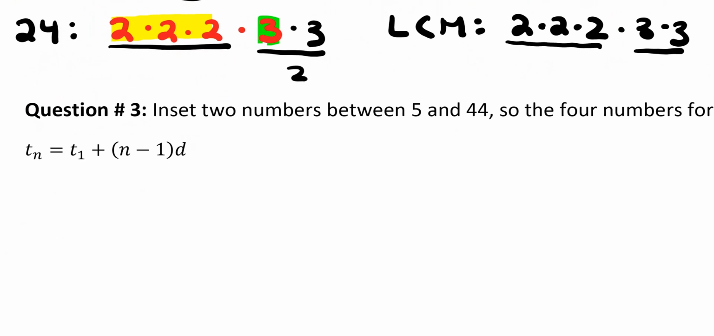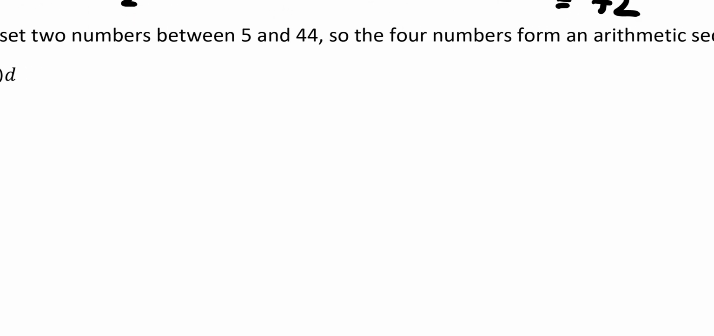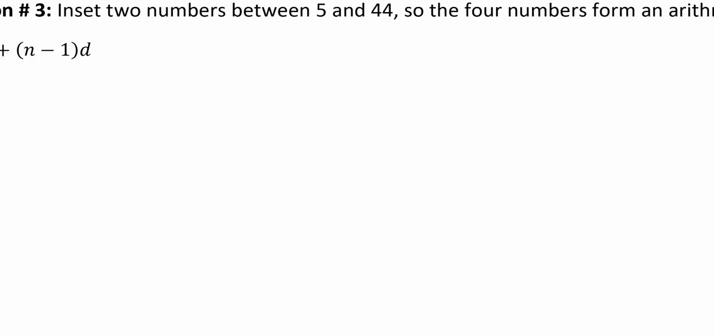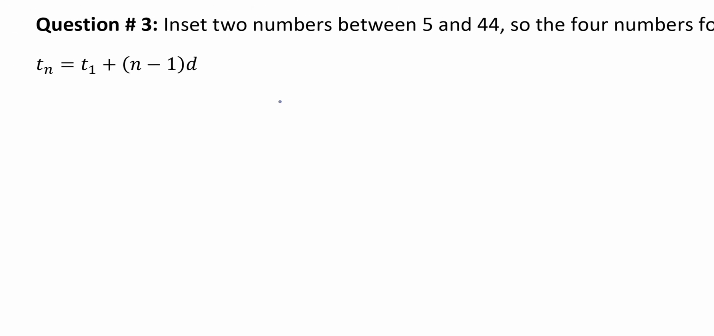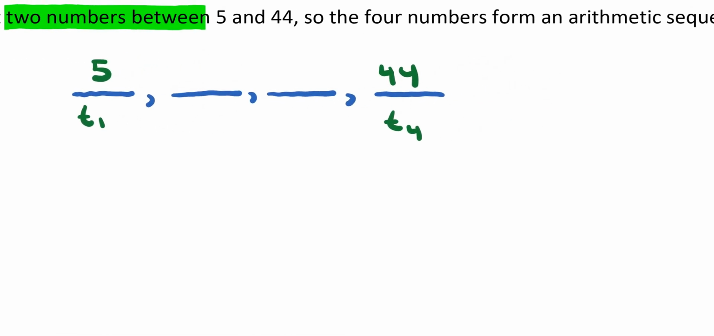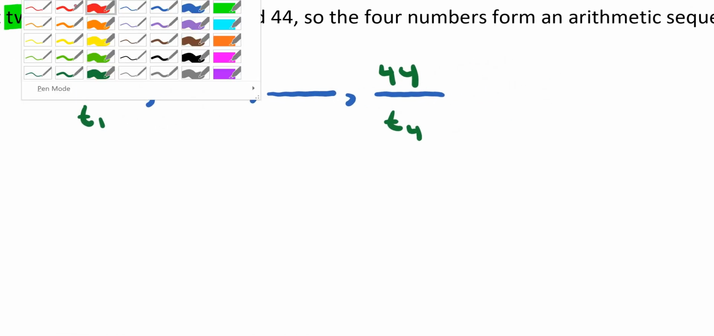All right, let's keep on moving on here. Question number 3: insert 2 numbers between 5 and 44, so the 4 numbers form an arithmetic sequence. Okay, so let's go ahead and create a sequence here because there's only 4 terms. We know that the first term is going to be 5, and the fourth term in the sequence is 44, and we need to find the 2 numbers between 5 and 44 to form an arithmetic sequence.